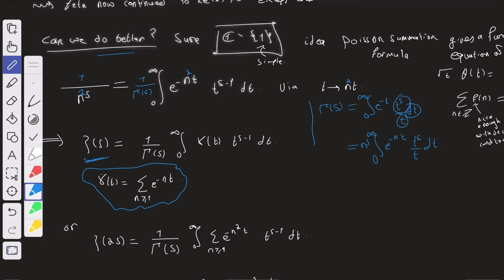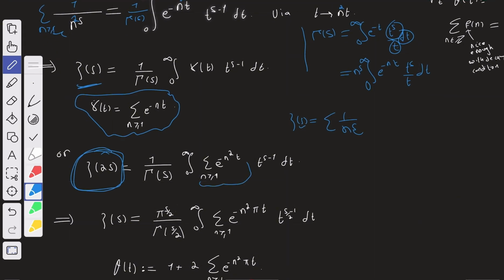So if we now sum this up from n equals 1 to infinity, we will be getting zeta at 2s, because remember, zeta at s is defined as the sum of 1 over n to the s. So if we put 2s here, we'll be getting n to the 2s in the denominator. So if we sum this up, on the left, we're going to have zeta of 2s, and on the right, we're going to be having this integrand showing up.